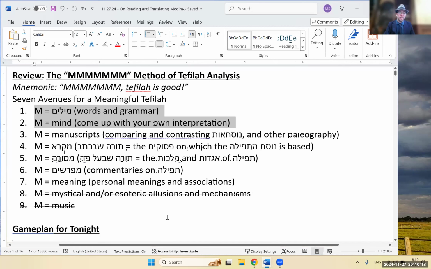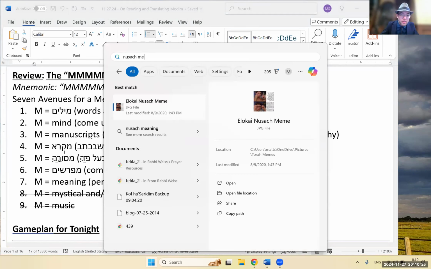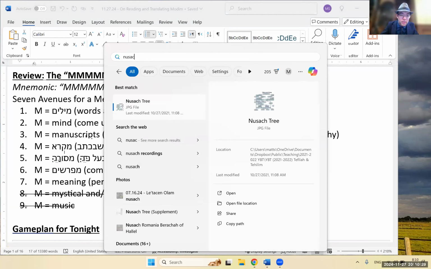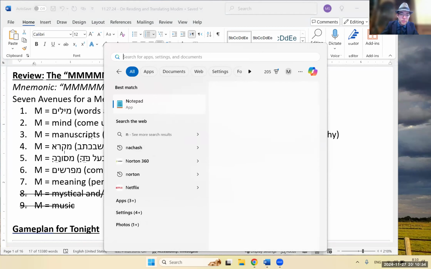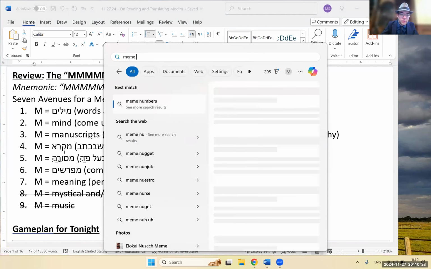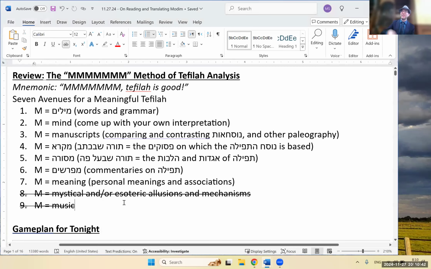Okay, let me hold on. Did I post the meme, the Nusach meme? Someone put no Nusach. It's a Nusach tree. Hold on a second. Meme Nusach. Oh wait, was it? I'll have to post it later. All right. Anyway, no, it's relevant to what your question was.